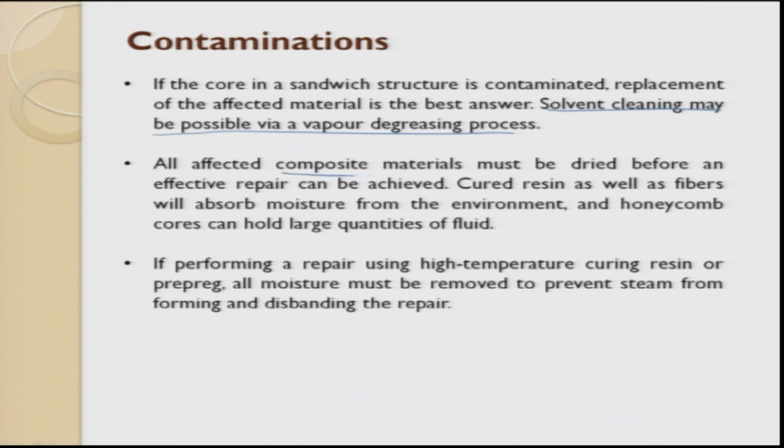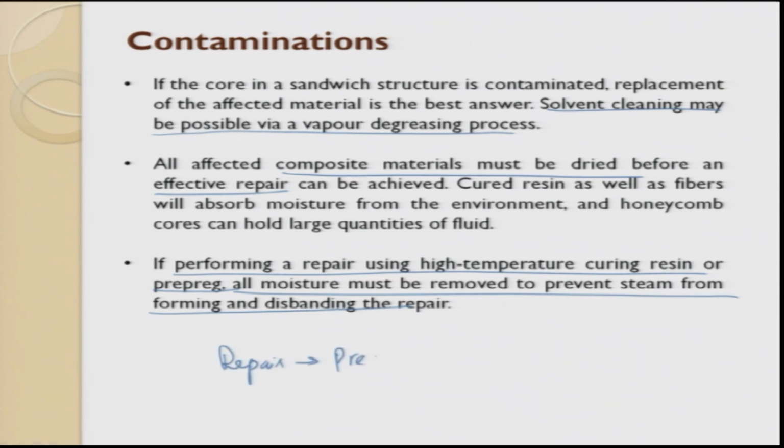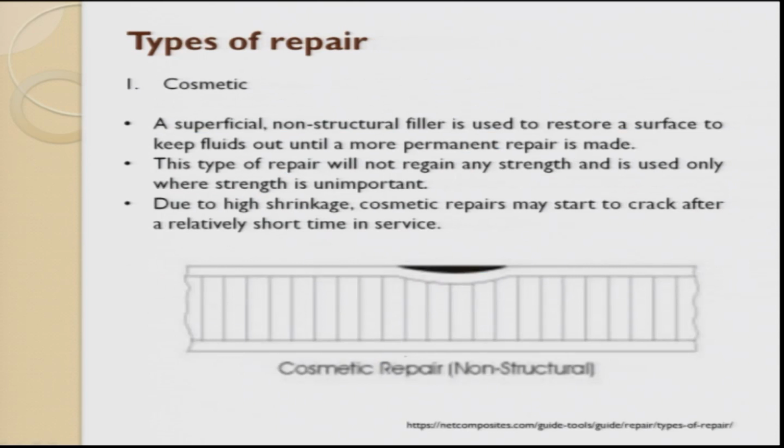All the affected composite materials must be dried before repairing, so that all the solvent is removed. If you keep repairing in the presence of the solvents, then that is going to be a disaster over a period of time. When performing a repair using a high temperature curing resin or a prepreg, all the moisture must be removed to prevent steam from forming and disbonding the repair. So, for repairing it is better to choose a prepreg, and when you use a prepreg, it is good to remove the moisture and then start using it.